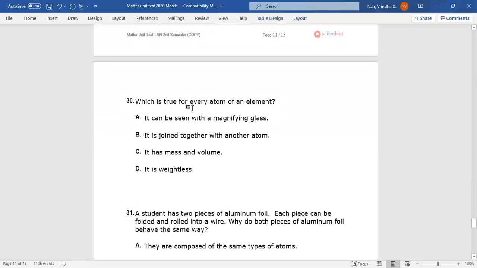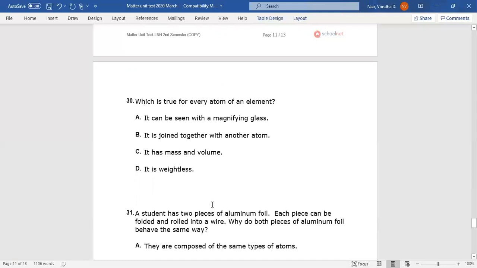30th one, which is true for every atom of an element? It can be seen with a magnifying glass. It is joined together with other atoms. It has mass and volume. It's weightless. So again, read through, which is true of an atom.